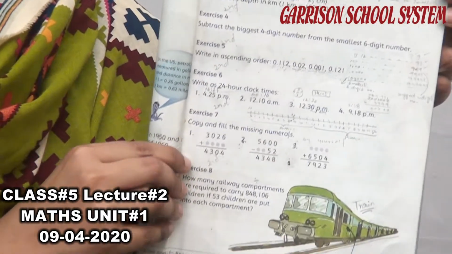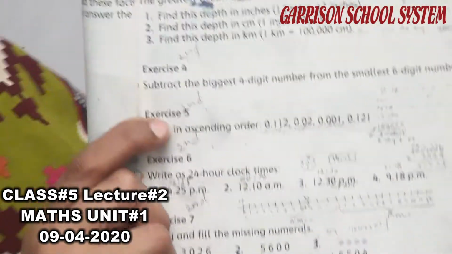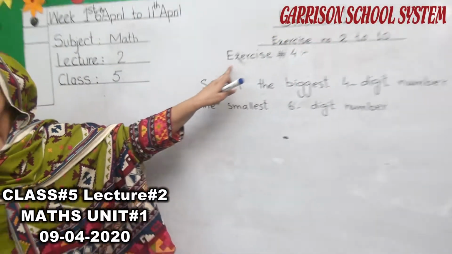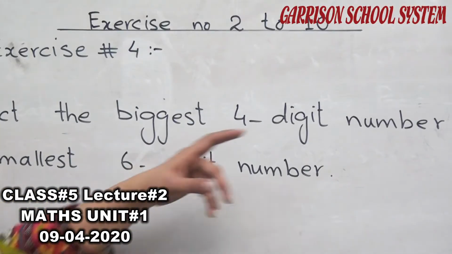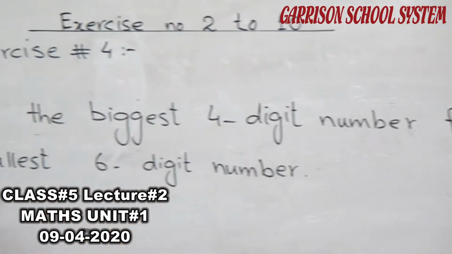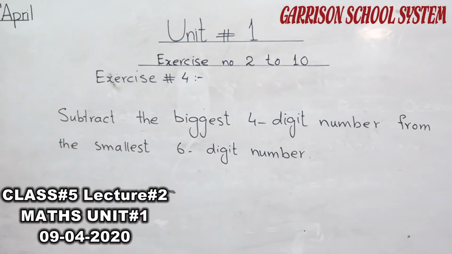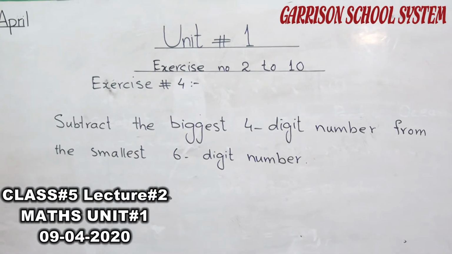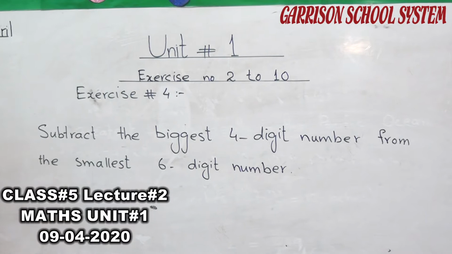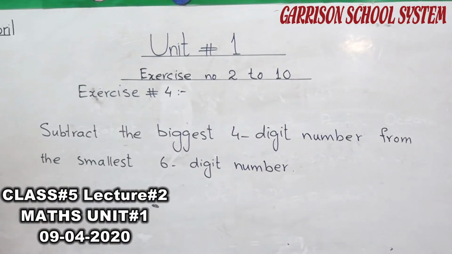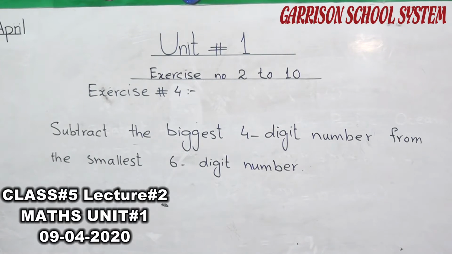Now let's start exercise number 4. Exercise number 4, as written here: subtract the biggest 4-digit number from the smallest 6-digit number. Oh students, are you confused now? Which is the 4-digit number and which is the 6-digit number? So let's search how I can find the 4-digit number and the 6-digit number.